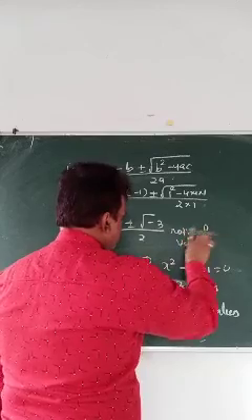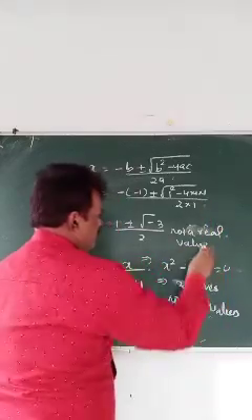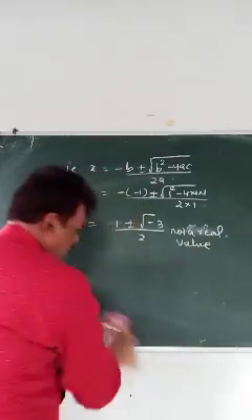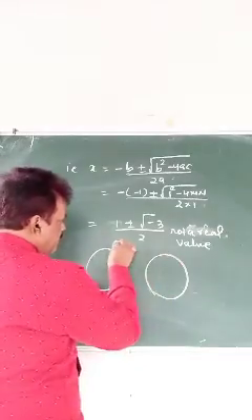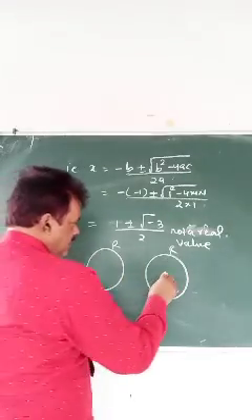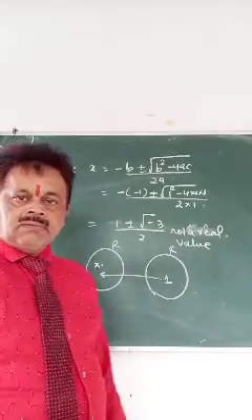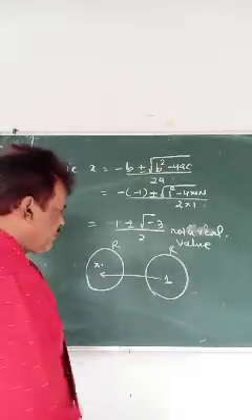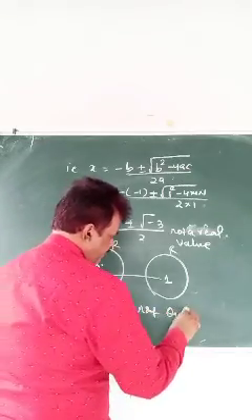Not a real value. That means, what is your conclusion? Because your set is defined from real number to real number. For every element here, we should have an element here. That means for 1, there exists no real value. Means for image 1, there is no pre-image. Therefore, f is not onto.